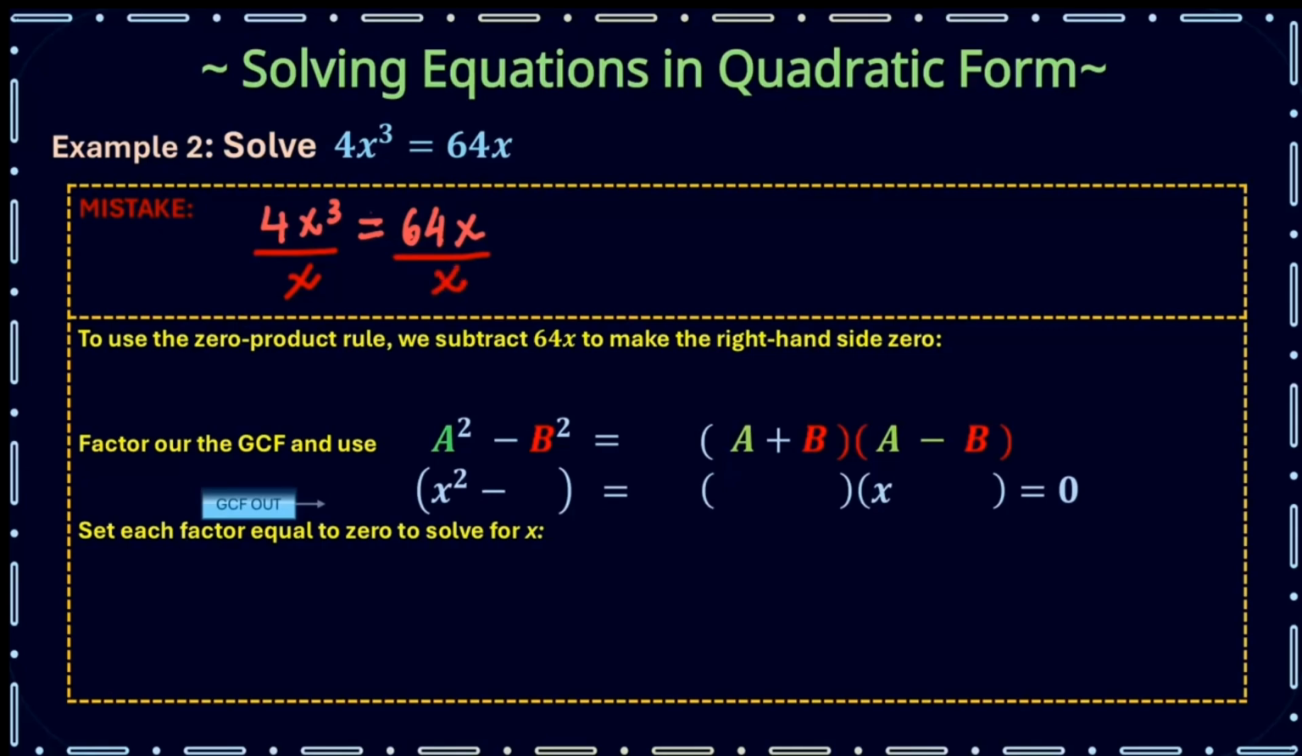And that results in a new equation, which is 4x squared equal to 64. If you notice, the original equation is true when x is 0. If you put 0 for x on the left, you get 0. On the right, you get 0. So 0 equals 0. That means x equal to 0 makes the equation true.